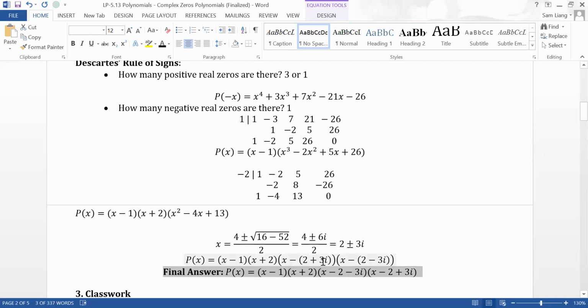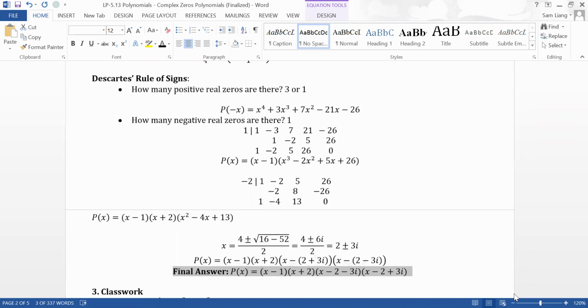Also, this confirms the conjugate zeros theorem, right? Because as we see, 2 plus 3i is a 0, and 2 minus 3i, the conjugate of 2 plus 3i, is also a 0. Okay, so I'll give you some time to copy that, and then we'll move on to the other question.